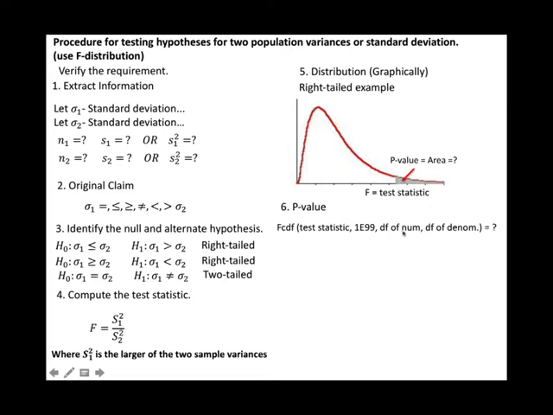And then the degree of freedom of the numerator, which is going to be n1 minus 1. The degree of freedom of the denominator will be n2 minus 1. That is talking about the sample sizes here.